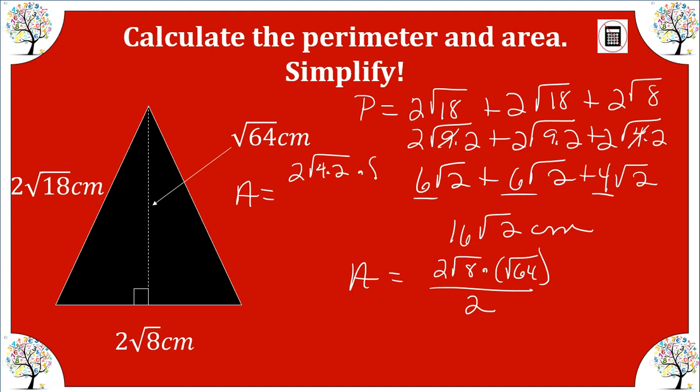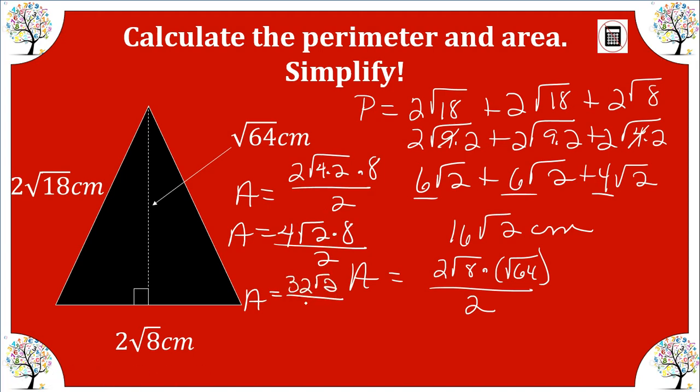The square root of 64 is perfect, so it's just 8 all over 2. We have the square root of 4, which is 2. 2 times 2 is 4 radical 2 times 8 over 2. 4 times 8 is 32 radical 2, divided by 2, and you can only divide this 2 into this 32. You cannot divide a regular integer, whole number, into a radicand. So we're going to get 16 radical 2 for the area.